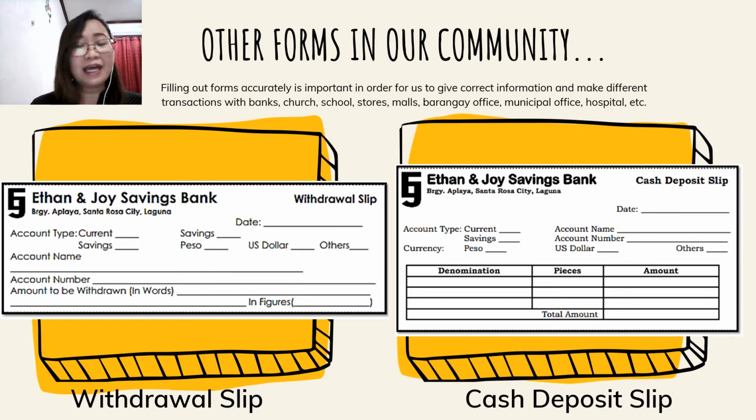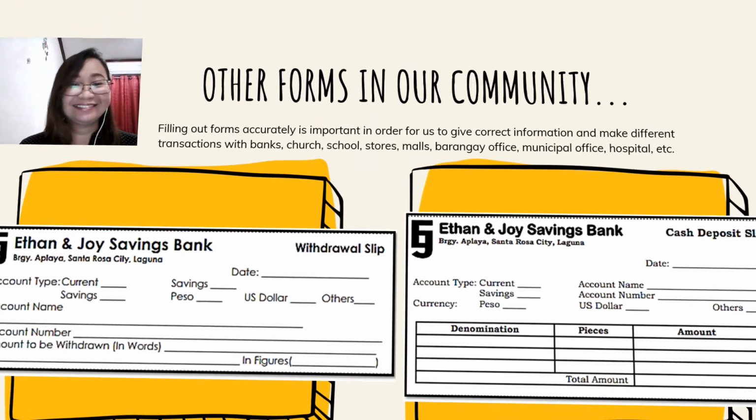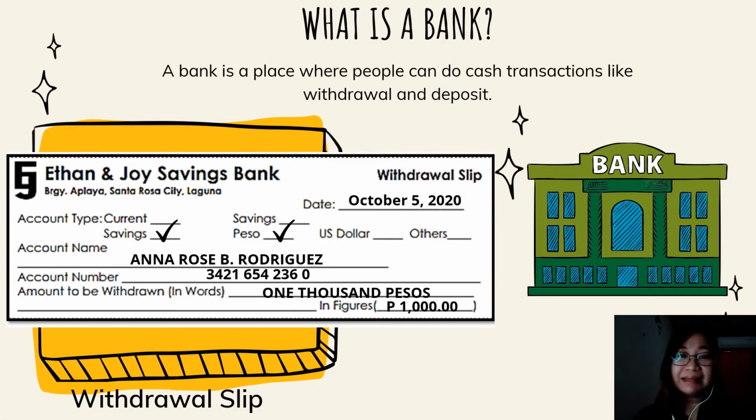So here, we have two more examples of forms. And these can be found in banks. So we have here a withdrawal slip and a cash deposit slip. Let's look at them better. So what is a bank? A bank is a place where people can do cash transactions like withdrawal and deposit.